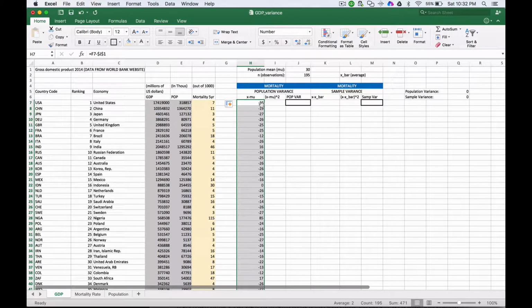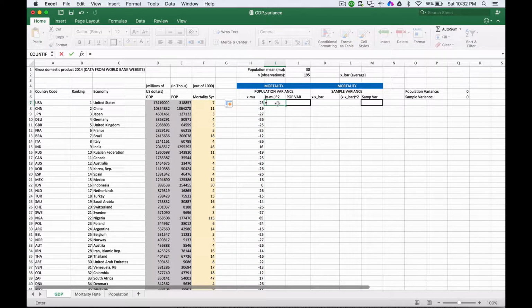Now, you'll notice that we have a lot of negative numbers and positive numbers. That's the reason why we square it, because we actually want to get rid of the negative numbers. So we're going to take this number and raise it to the power of 2. That's that little caret, which is shift 6, and it gives us the power of 2. We do that, and we end up with this number. We'll copy this straight down.